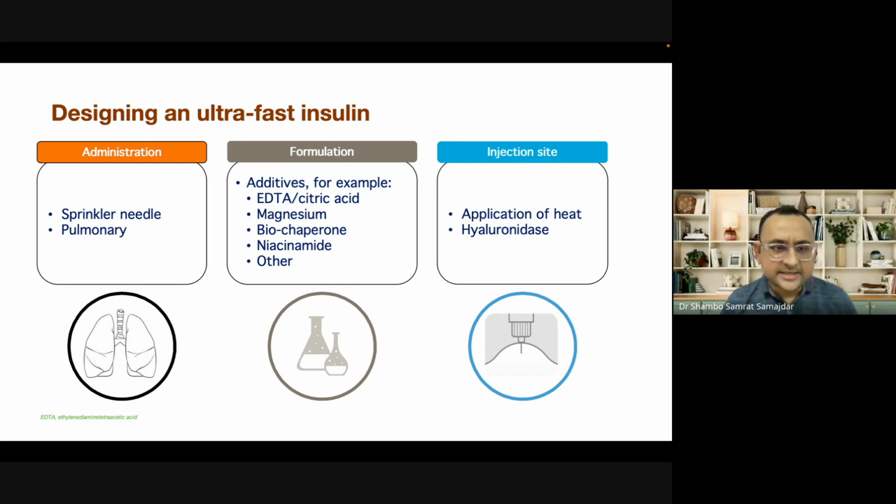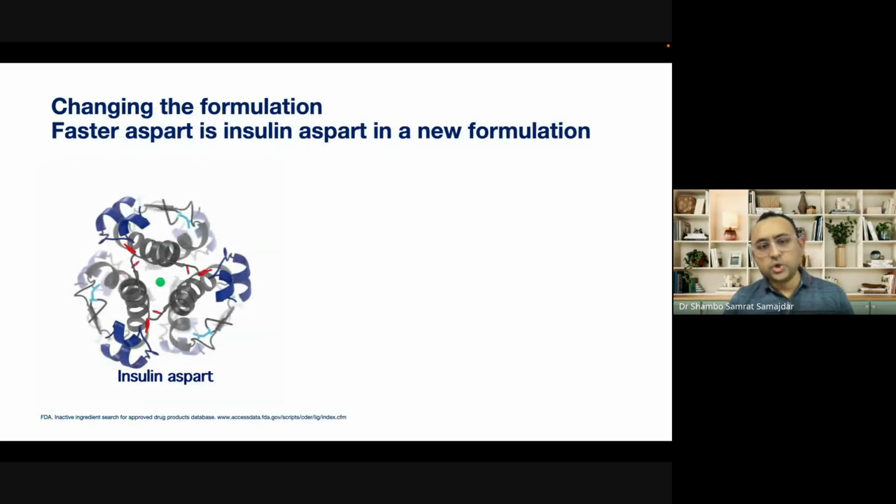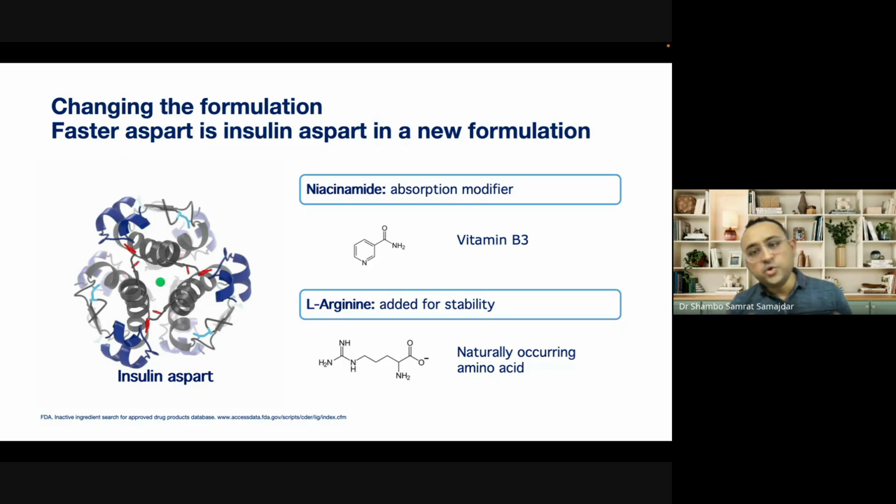Yes, we could have the sprinkler needle, the inhalational insulin, but at the same time, there is another formulation modification that could influence the pharmaceutics of ultra fast insulin. So I shall give you the example of faster aspart, which is nothing but insulin aspart in a new formulation. Niacinamide, an absorption modifier, is used there, with L-arginine, which helped to make it more stable.